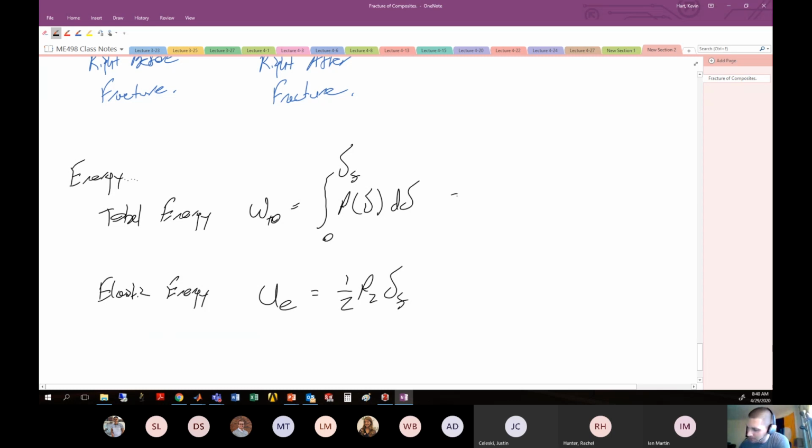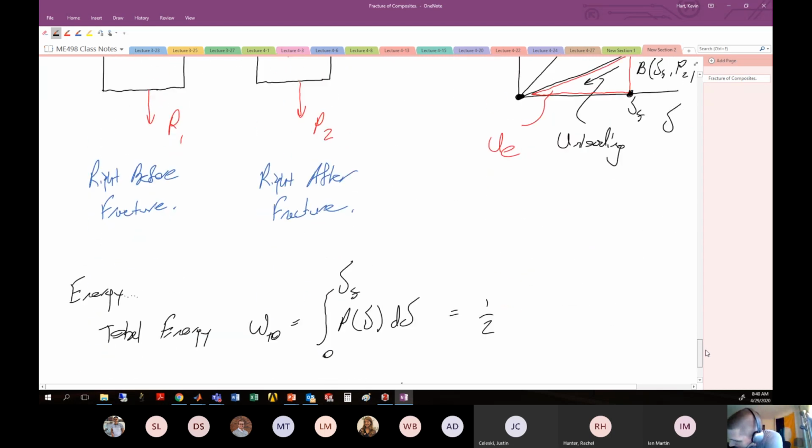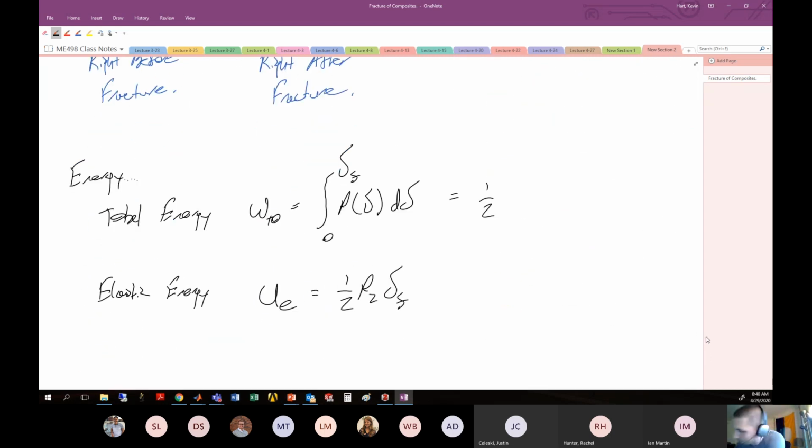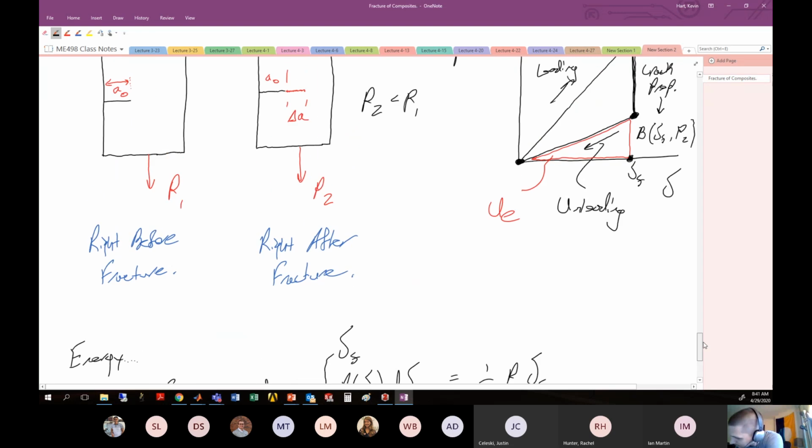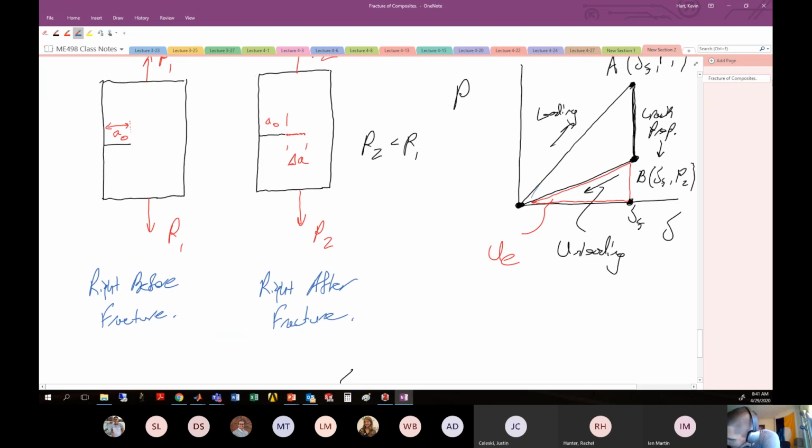The total work that we put in can also be defined mathematically in a similar way. This is going to be 1/2. Again, we have a triangle, and this triangle is made up of 1/2 times now P1 instead of P2 times delta F. So that is this big triangle here.